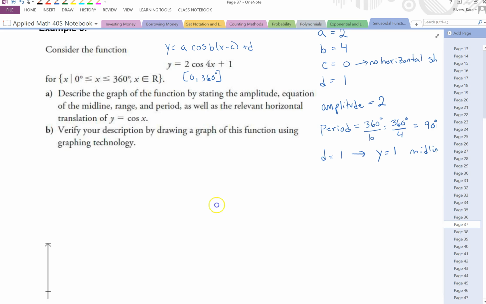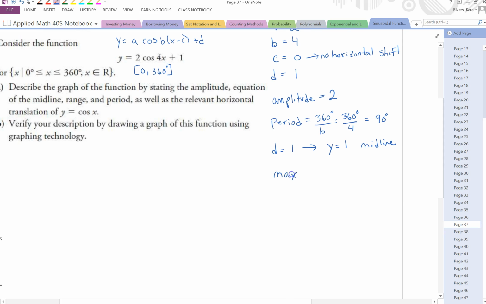Because our maximum would be D plus A. In this case, that would be 1 plus 2, or 3. And our min value is D minus A. In this case, that would be 1 minus 2, or negative 1.